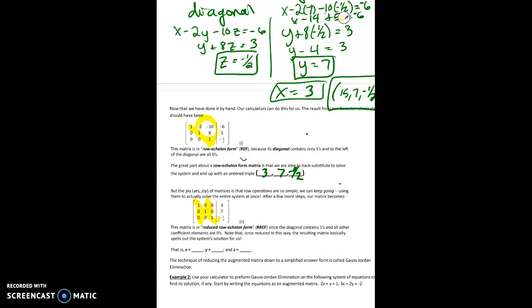So actually your calculator also has a row reduced echelon form. So that will give you the final answer in your calculator very simply. And I promise I'm going to show you how to do this. Okay, so let's go ahead and look how to do this.